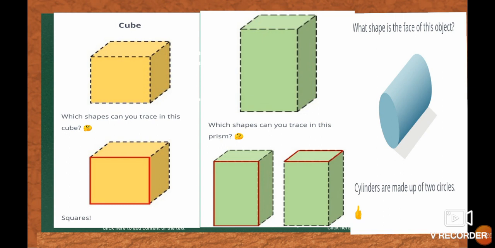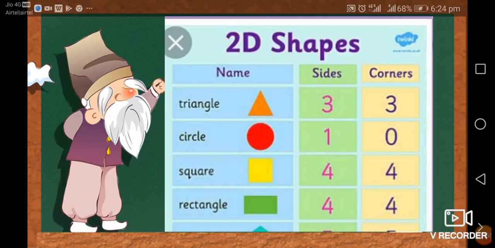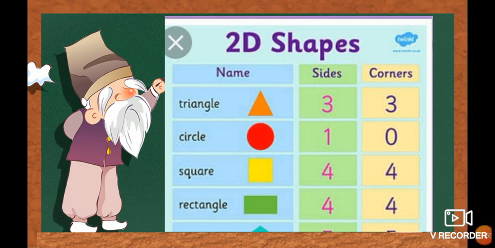Now the second picture, you can see it's a cuboid. If you trace the prism, rectangular prism, cuboid, you will get a rectangular shape and a square shape also. So two shapes you will get here, rectangular shape and square shape. Now if you take an object looking like a cylinder, what will you get? You will get two circles, up and down, right? So when you trace a 3D shape, you are getting 2D shapes.